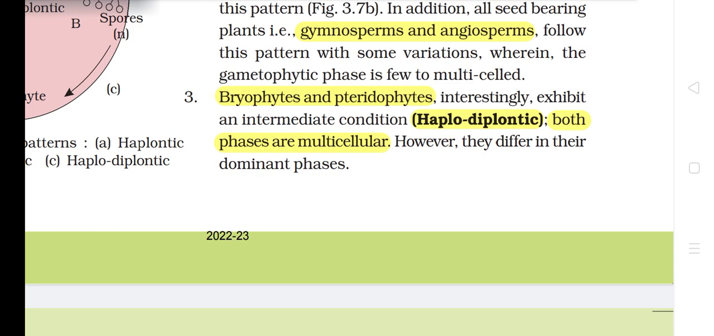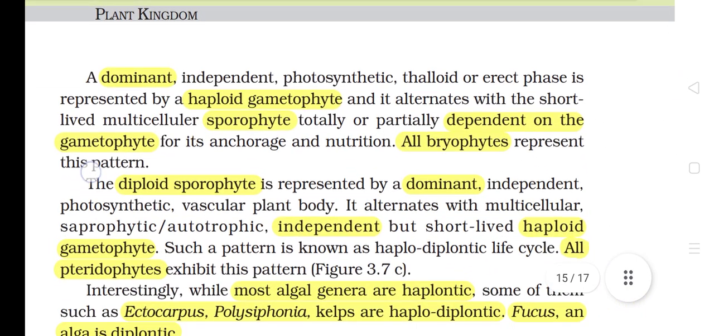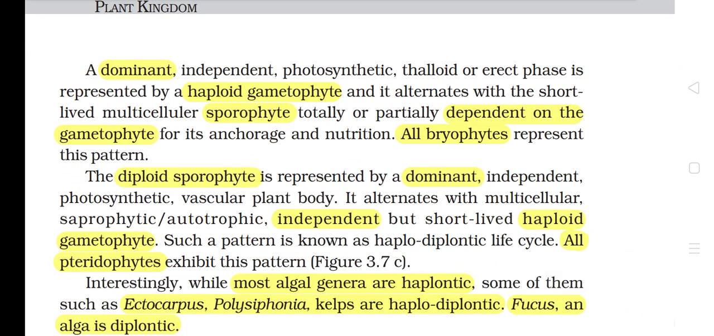Both phases are multicellular. However, they differ in their dominant phases. A dominant independent photosynthetic thalloid or erect phase is represented by a haploid gametophyte, and it alternates with the short-lived multicellular sporophyte, totally or partially dependent on the gametophyte for its anchorage and nutrition. All bryophytes represent this pattern.